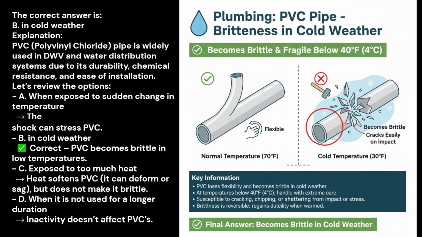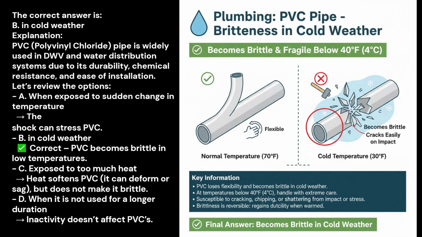At temperatures below 40 degrees Fahrenheit (4 degrees Celsius), PVC begins to lose flexibility. In cold weather, especially below freezing, PVC becomes brittle and more susceptible to cracking or shattering upon impact or stress. This brittleness is not permanent. PVC regains its ductility when temperatures rise, but during cold conditions, extra care must be taken during handling and installation.